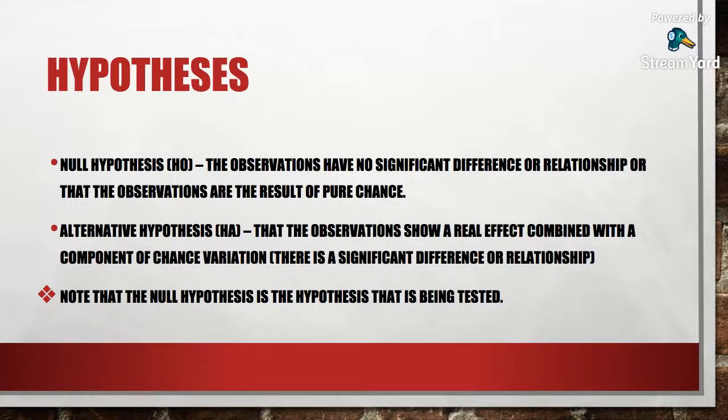And then we have your alternative hypothesis, or H sub A, or HA, that the observations show a real effect combined with a component of chance variation.